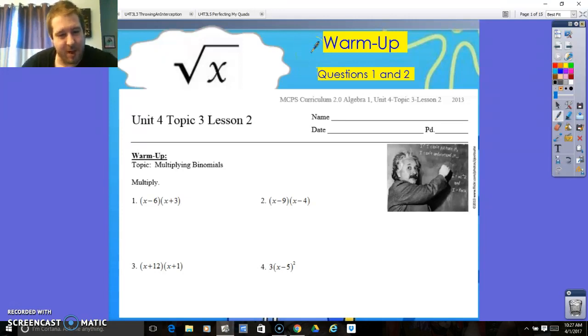Last lesson we did the zero product property. This time we're going to do the square root method, so we're still solving quadratic equations. First, warm up, we've got multiplying using the FOIL method: first, outer, inner, last.